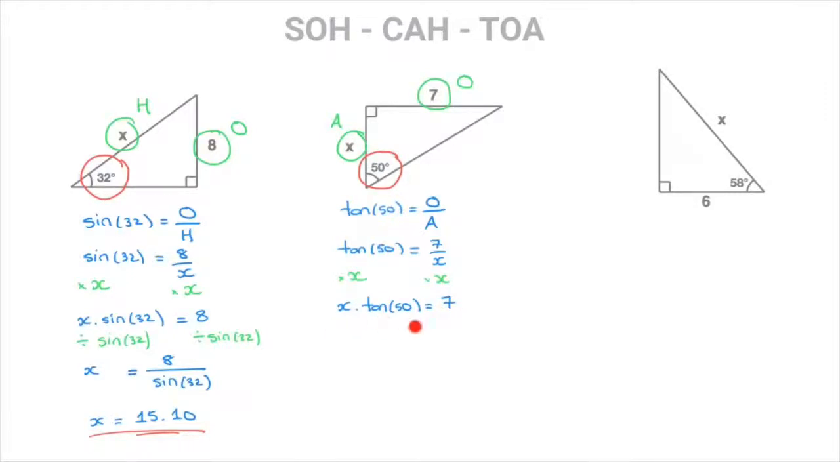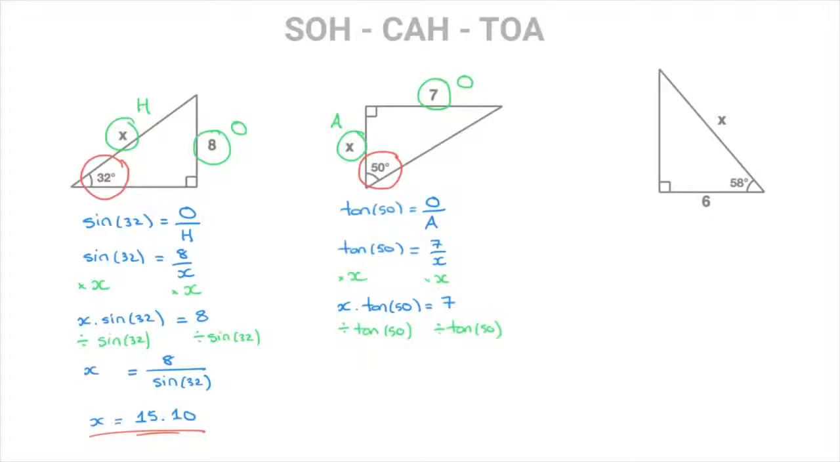Now on the left-hand side, we can see that x is being multiplied by tan of 50. So to get rid of that tan of 50, we're going to divide by tan of 50. So I go ahead and write divided by tan of 50. And as always, whatever I do on one side of the equation, I must do on the other side as well. So I divide 7 by tan of 50 as well.